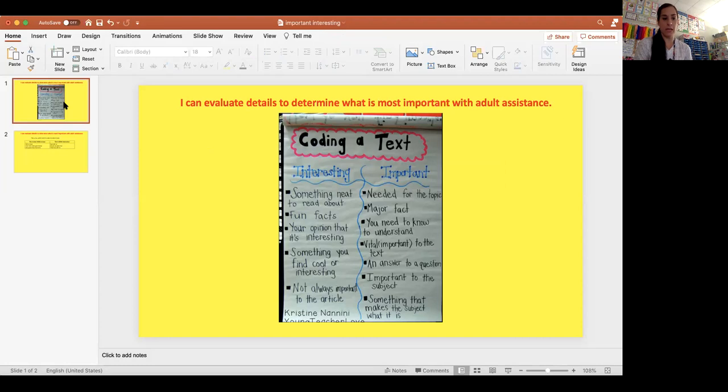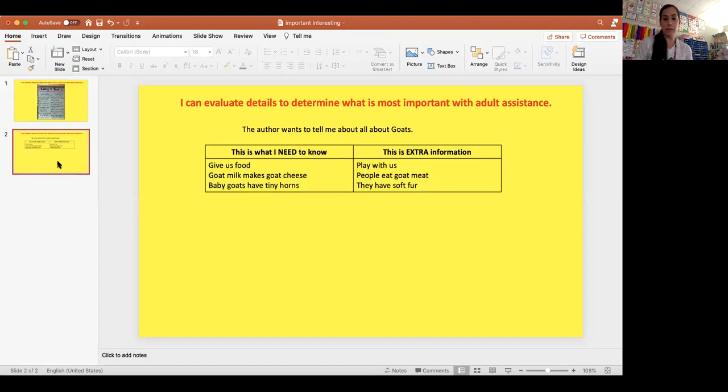The important facts are what we needed to know for the topic. We need to know what they eat. We need to know their defenses. Those are major facts, and we need to know that to understand more about goats. So we didn't list all the important or interesting facts, but we did list a lot of the ones that stuck out to me, okay? So next week when we work on persuasive text, that's exactly what we're going to be doing. We're going to be reading some persuasive text and deciding what does the author really want us to know? What is important in this that they're trying to persuade us to do, okay?